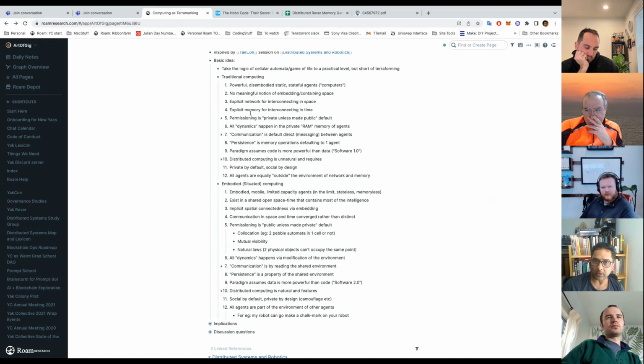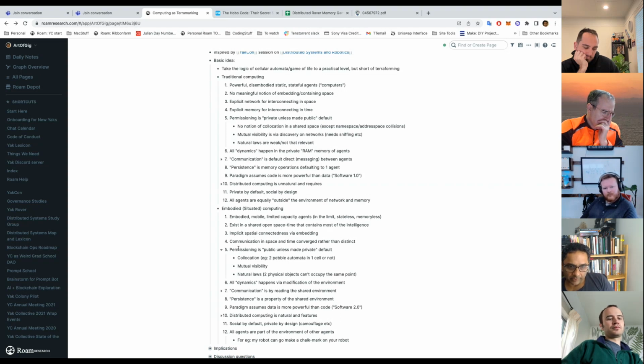There is an explicit network for interconnecting in space for traditional computers, whereas for embodied computing, the agents just live in the same space, so they're implicitly connected. Same thing with memory, which is a way of interconnecting in time, right? I save a piece of data on disk, and a day later, future me can read that. So it's interconnecting with myself across time. Again, I would say this is implicit, and space and time are kind of converged in situated computing. Permissioning is kind of interesting. Let's see.